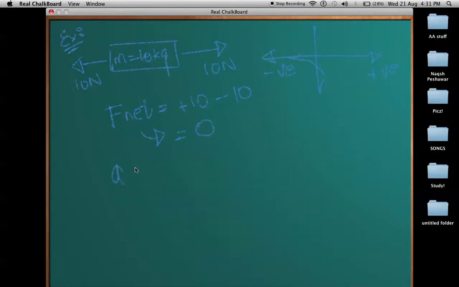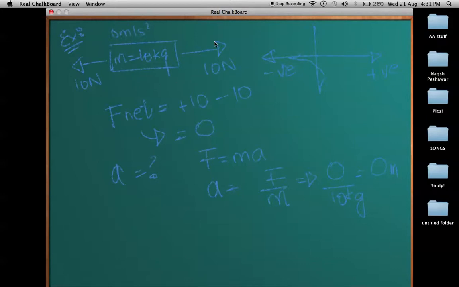Let's find out the acceleration. For acceleration, we use the formula F equals ma, and if we want to find the acceleration, we simply divide F by m. In this case, the net force is 0. The mass is 10 kilograms. The acceleration becomes 0. 0 divided by anything is 0. So the acceleration is 0 meters per second squared.